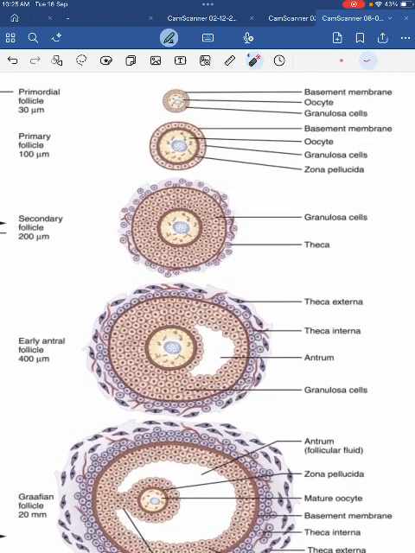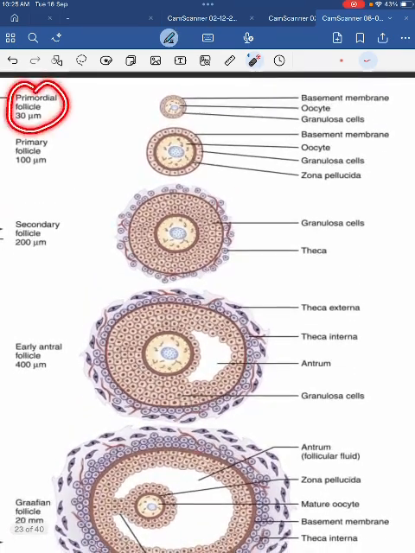What is the difference between primordial and primary follicle? You can see here the difference is zona pellucida. Zona pellucida was not present in the primordial follicle, but it is present in the primary follicle. And where is the zona pellucida present? It is present inside the granulosa cells, in the brown color you can see here.